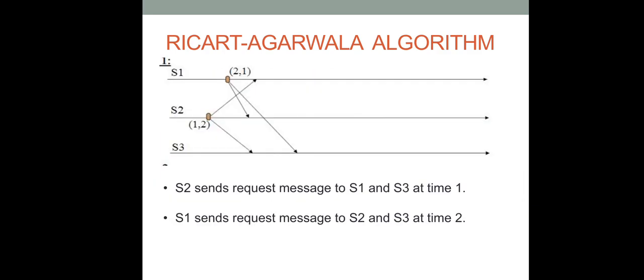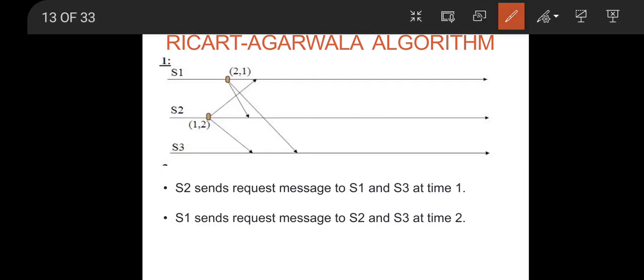Now let us see the example, the same example as before. At time 1, S2 wants to enter the critical section, so it sends the (1,2) message to S1 as well as S3. Similarly at time 2, S1 wants to enter the CS, so it sends (2,1) to S2 as well as S3.